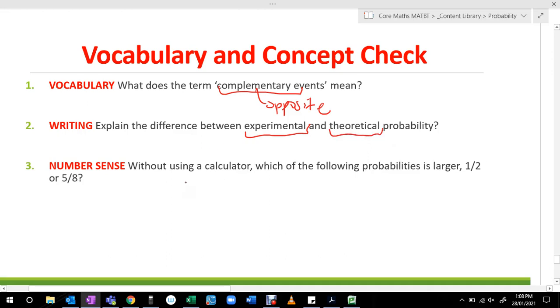Okay, without using a calculator, really quickly, which of the following probabilities is larger? A half or 5/8? Anyone know? A half or 5/8? Which one's bigger? 5/8. Good, 5/8, because that's more than half, isn't it? So it is greater.